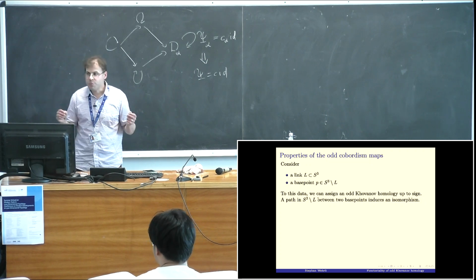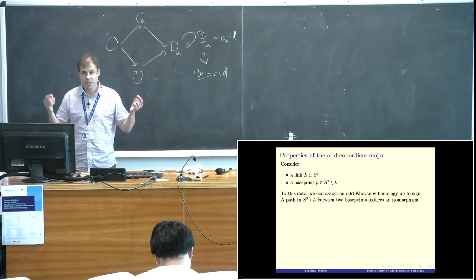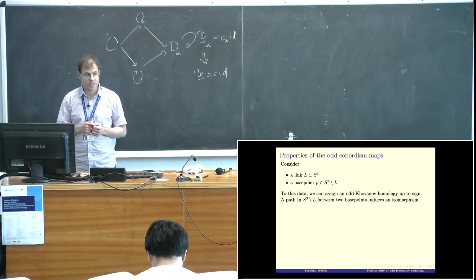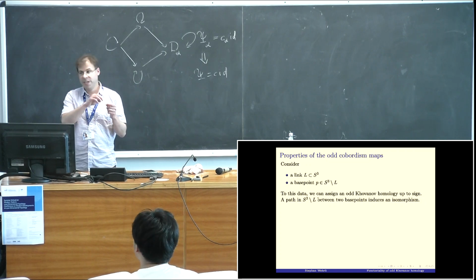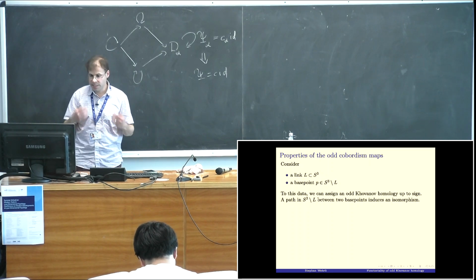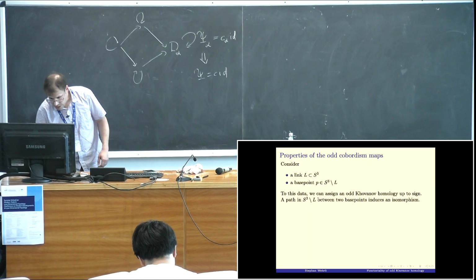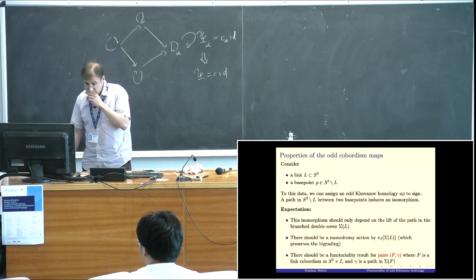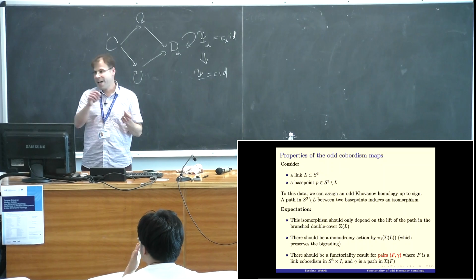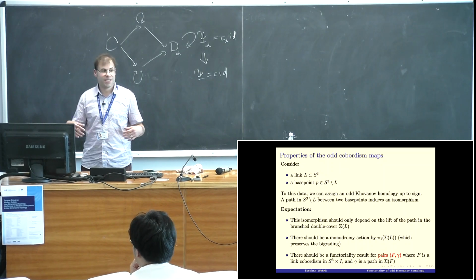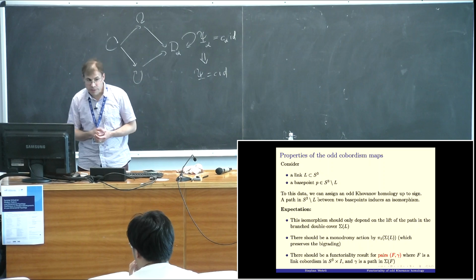And this group depends on the chosen base point. If you have 2 base points, then the corresponding odd Khovanov homology groups are isomorphic. But the isomorphism depends on a path between the 2 base points, and the path has to be in the link complement. And now we believe that the following is true: if you have 2 base points, then the path between the base points doesn't actually matter. All that matters is a lift of the path in the branched double cover.